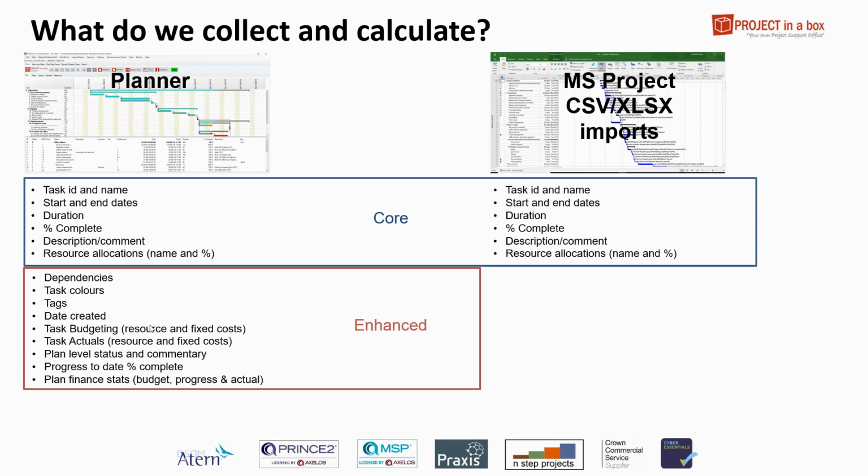Plan level status and commentaries, so you can store a single status for your plan. The plan is good or behind or ahead, and a commentary about that, rather than pulling that from individual tasks within the plan. We also calculate an additional percentage complete, which is progress to date percentage complete, and that's about looking at the are we on track measure. Not is the project 90% complete, but we're 95% of the way through the duration, so it's actually behind. And it looks at what's actually complete by today that should be complete by today.